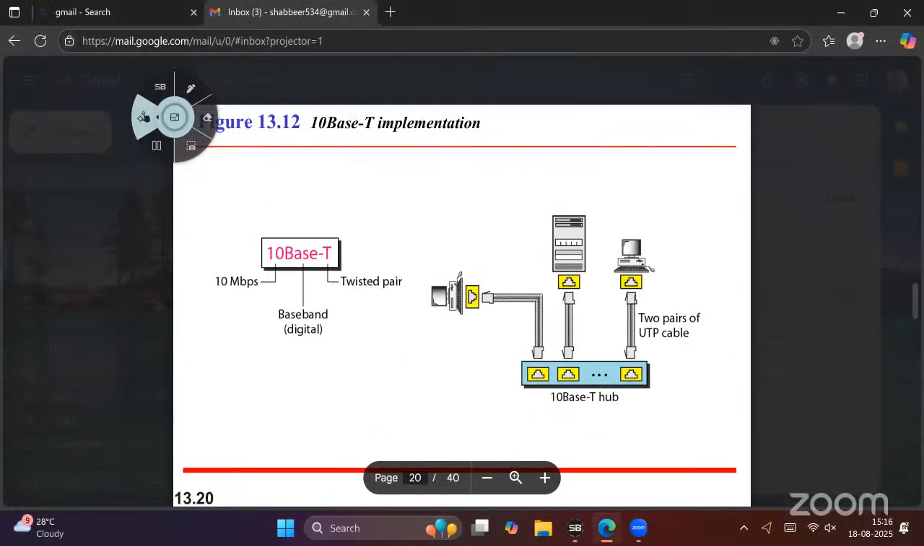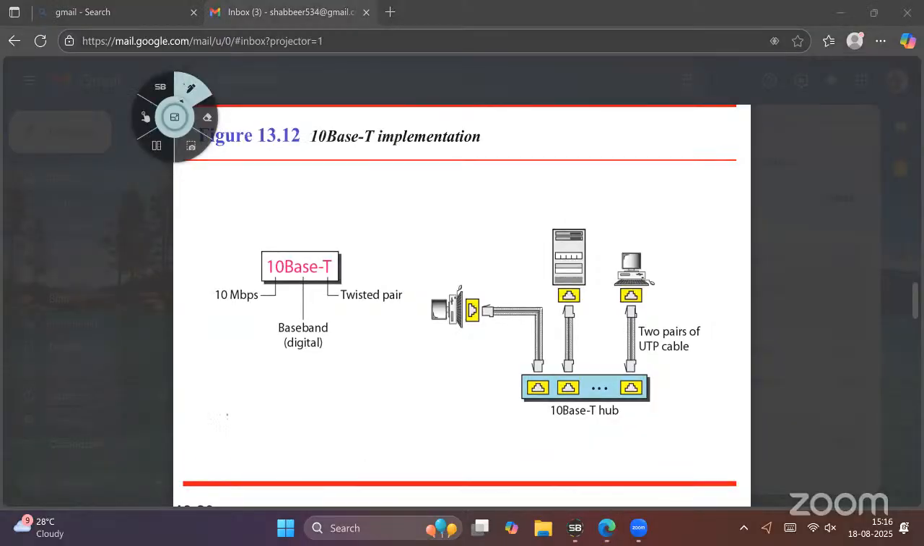Next, 10BaseT. What is the T? Twisted pair. In twisted pair, how many categories are there? There are two types: STP and UTP. UTP is unshielded twisted pair. STP is shielded twisted pair. So these are 10 speed, base, the baseband signal.